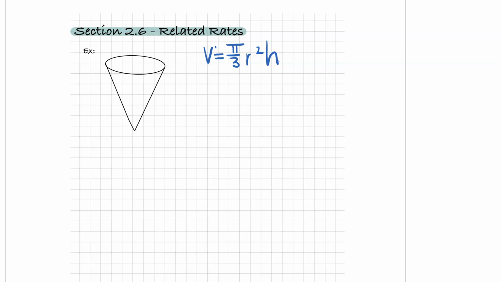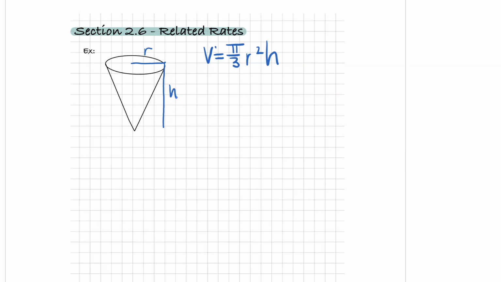And so if we think about this, then let's see, we've got our r, which is our radius, and this is the radius of the top of your cone. And then you've got h, your height, which is this distance here, how tall that cone is.